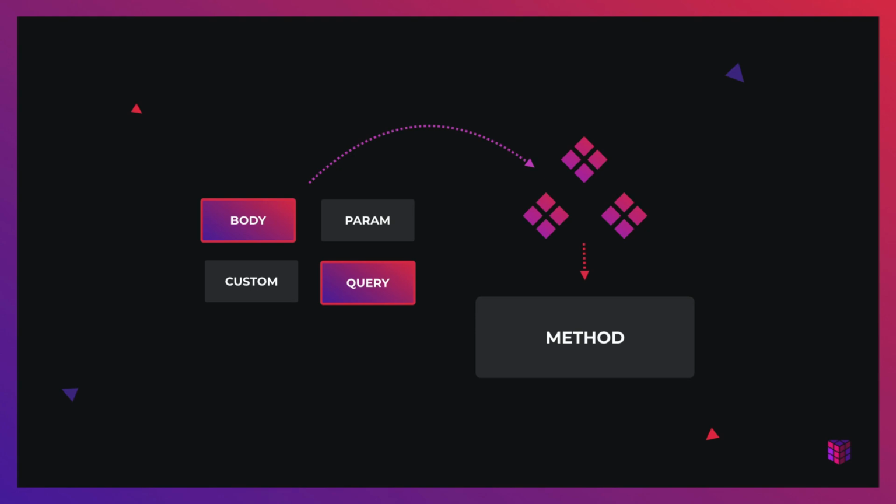Nest.js comes with several pipes available out of the box, all from the Nest.js common package. For example, ValidationPipe, which we've seen in previous lessons, and ParseArrayPipe, which we haven't seen, but it's an extremely helpful pipe that helps us parse and validate arrays.